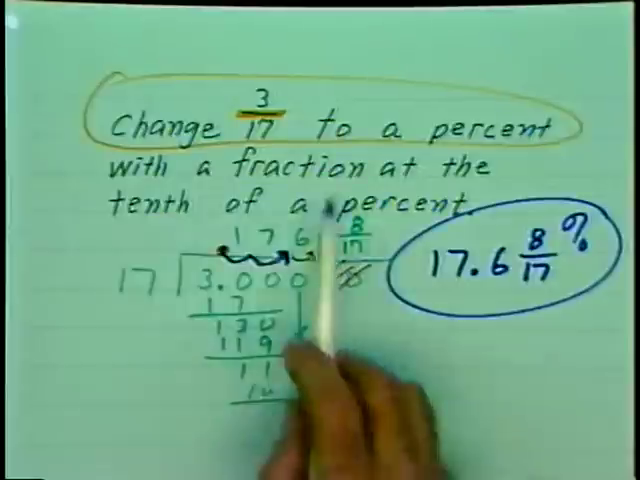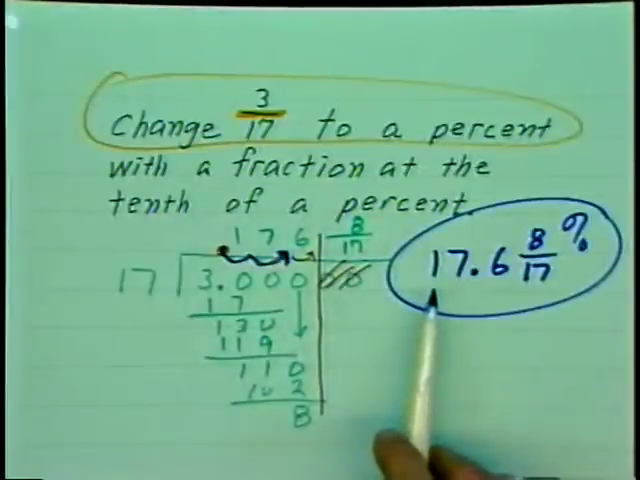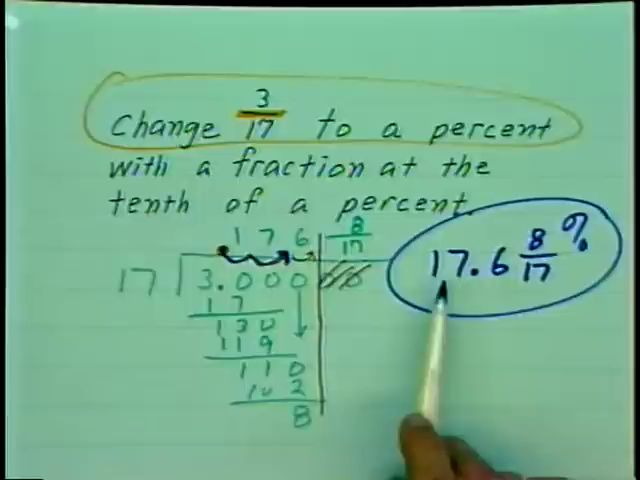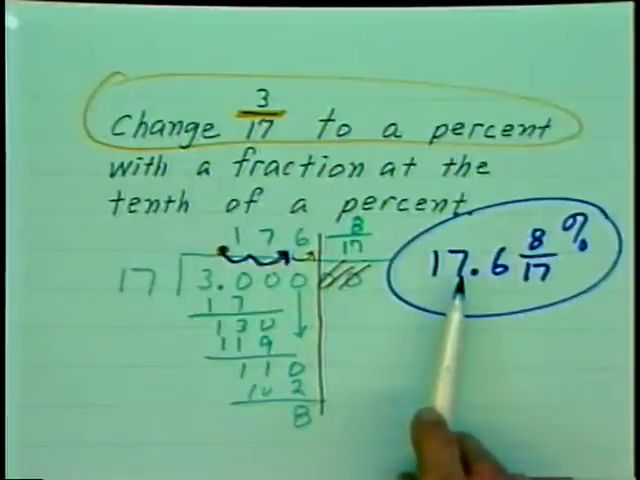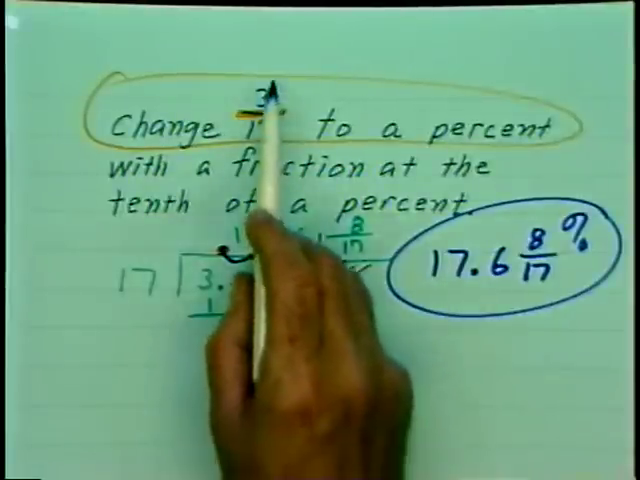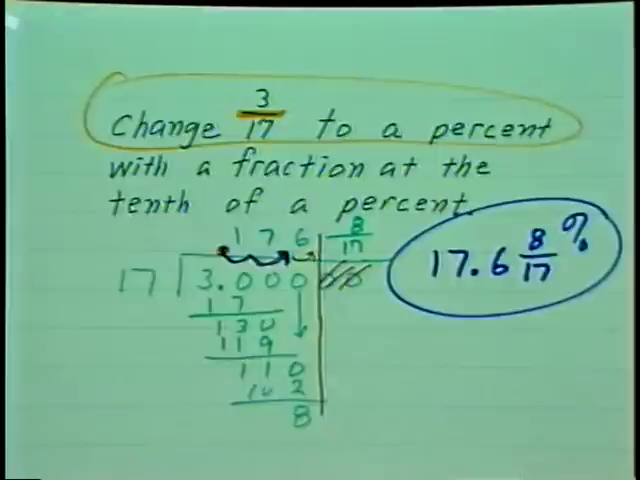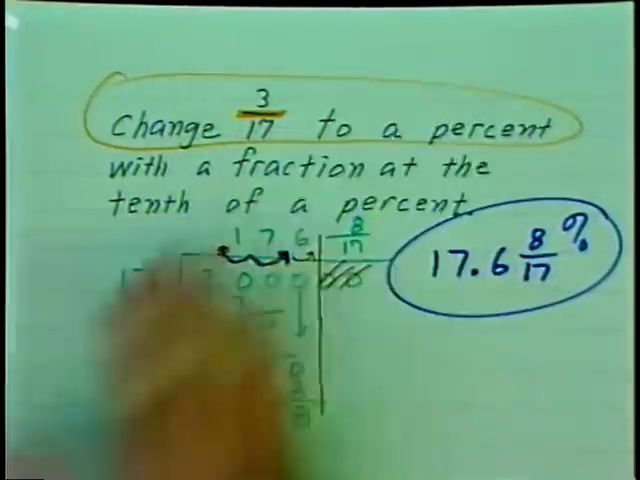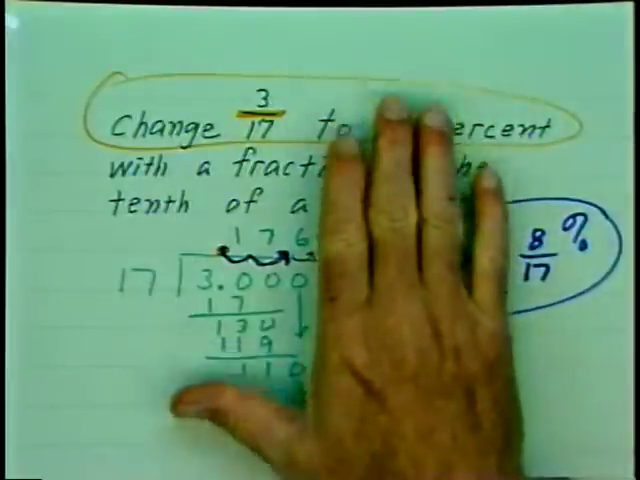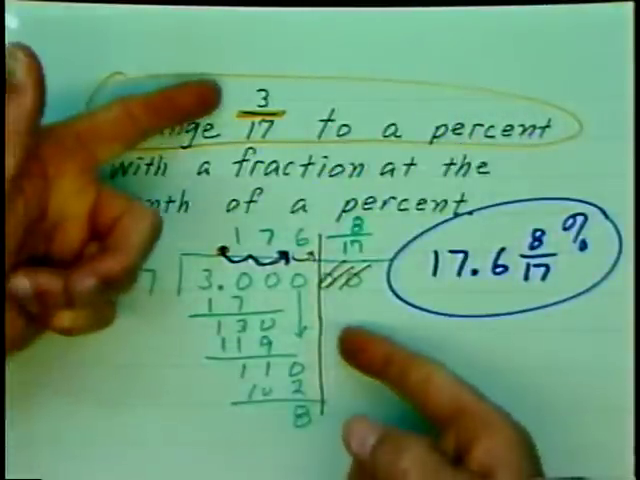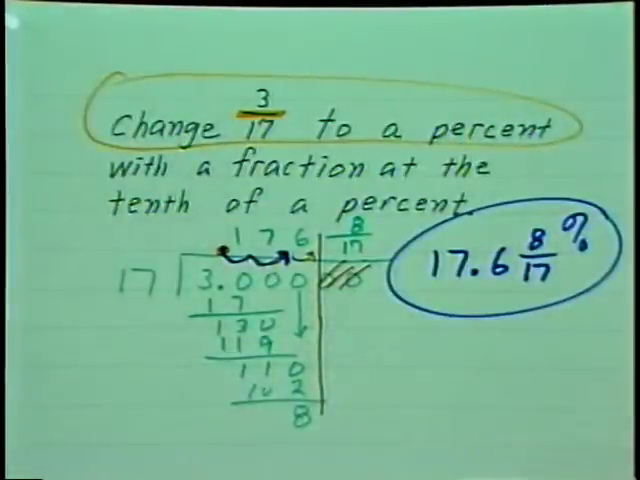Now again, let's check our ballpark reasonableness of this. 17% is a little bit more than 10%, and 10% is 1/10. This certainly is a little bit more than 1/10, so that at least seems to be within reasonable magnitude. Did you follow this? If not, you might want to rewind this tape and watch that portion once again.